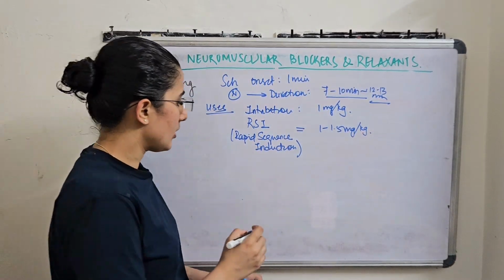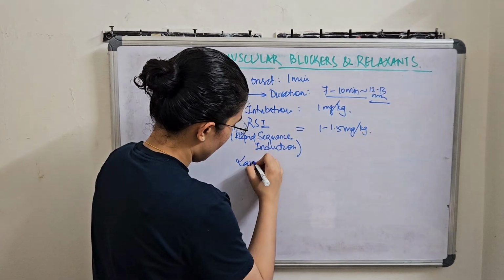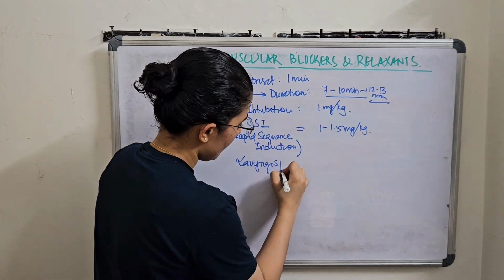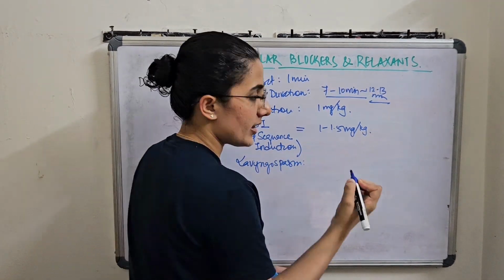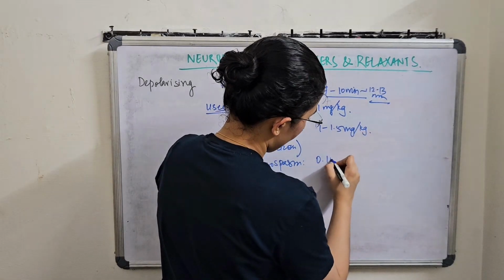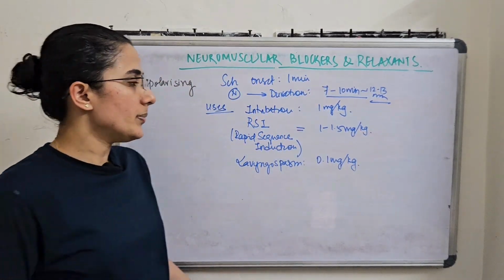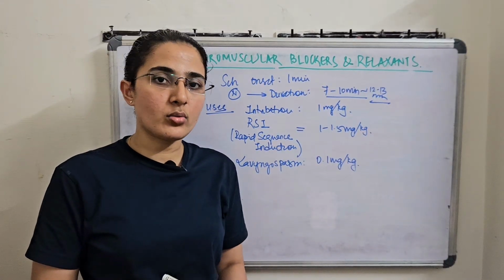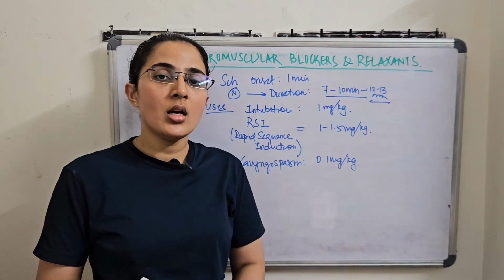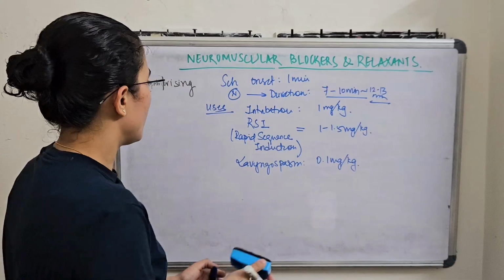Another use of succinylcholine is in laryngospasm. Okay, in laryngospasm, the dose that is required is about 0.1 milligram per kg body weight. Right? So this tells us about the duration as well as the dosage of succinylcholine.